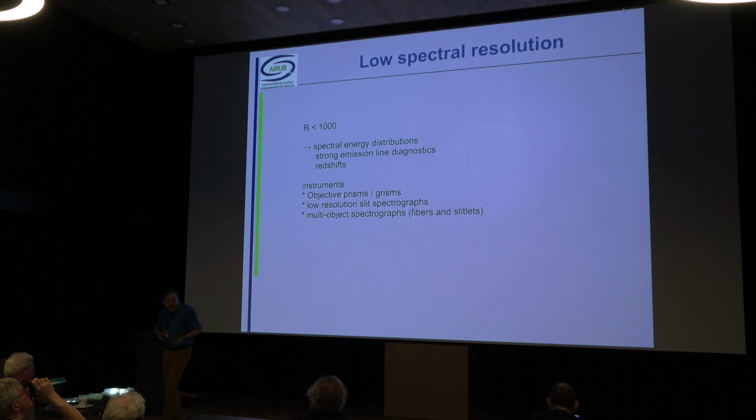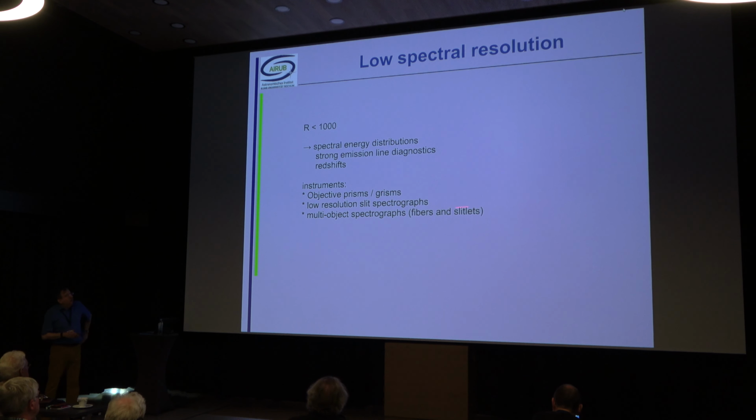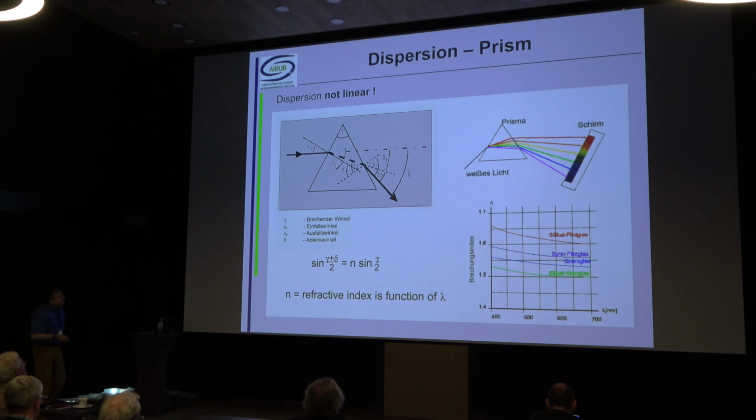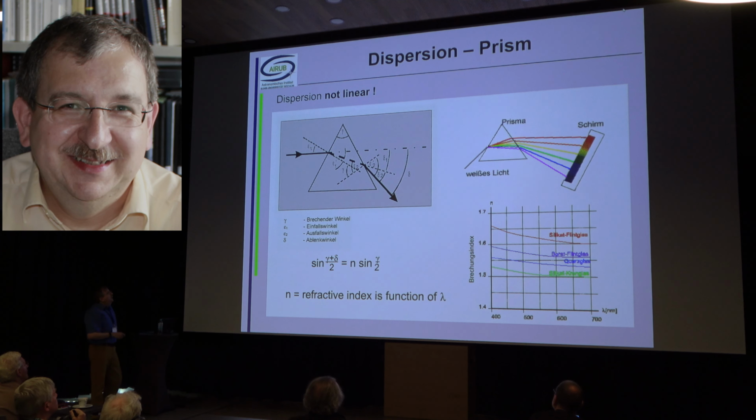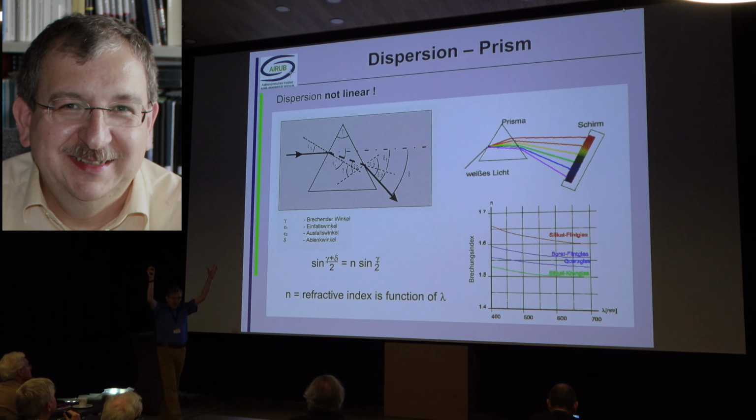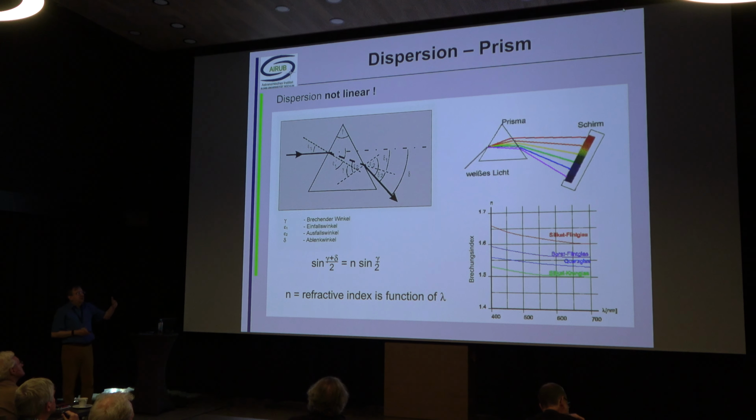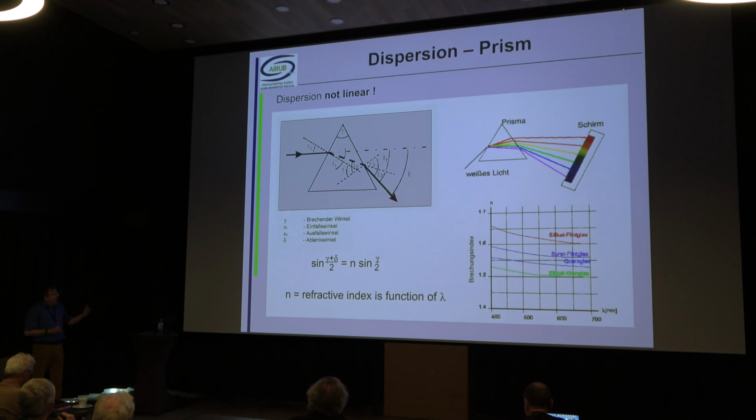So what do we use? Well, objective prisms, low resolution slit spectrographs, and multi-object spectrographs with fibers or slitlets. I will come to the different types. Just a short reminder, and I think we all know this, the classical way to do that is to use a prism and put this prism at the front of our telescope. Just keep in mind, we have refraction, and the refractive index is a function of lambda, and depending on what material you have, you get different refraction, so you get your spectrum.